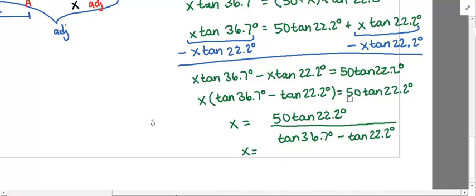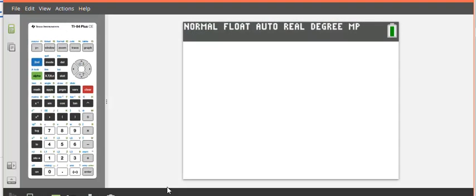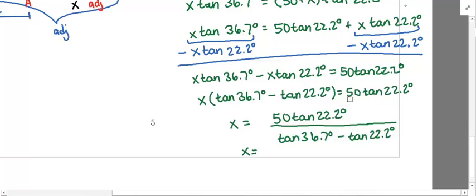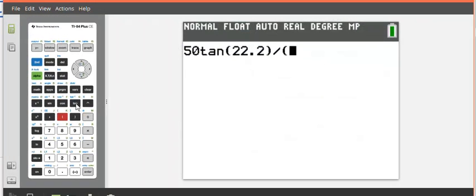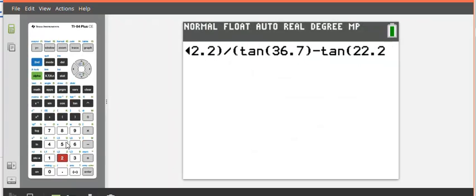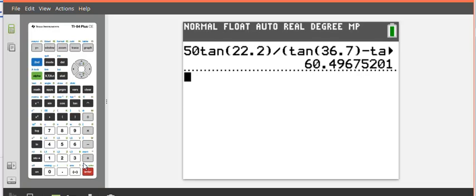Okay, I'm going to go to the calculator. I'm going to pop in 50 times the tangent of 22.2 degrees. Okay, make sure you're in degree mode. When I divide, make sure the entire denominator is in parentheses. Okay, so we're going to have, open your parentheses. This is the tangent of 36.7 degrees minus the tangent of 22.2 degrees. Close the parentheses on the tangent, close the parentheses on the denominator. Okay, this is the value of x.